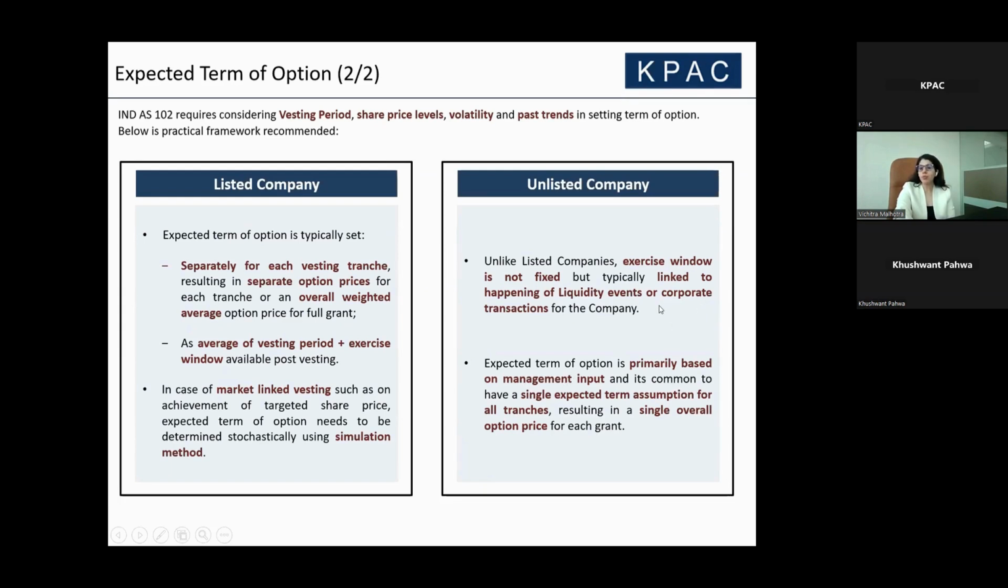Typically, because all the options vesting in different tranches are going to get exercised at one shot if a big liquidity event is going to happen for the company, it's common in the private company space to have a single option price for each grant versus a listed company where option price is set separately for each tranche of vesting. So that's how the expected term of option works both in case of a listed company and unlisted company.